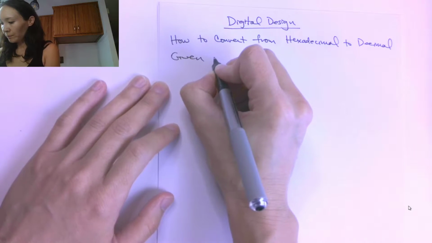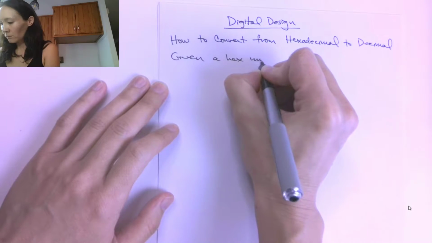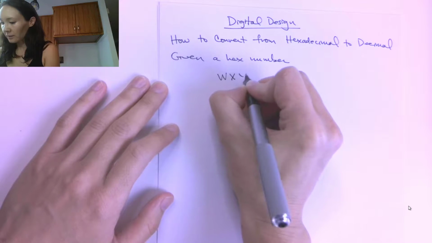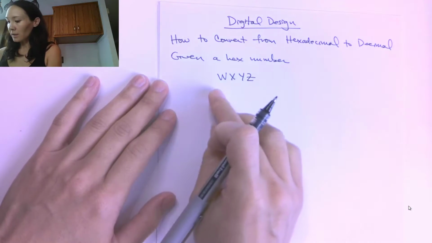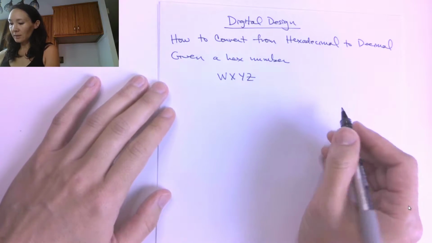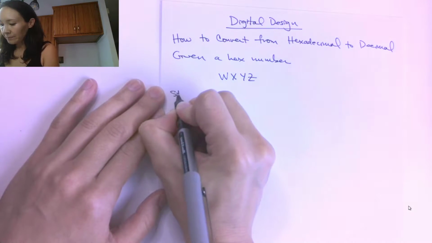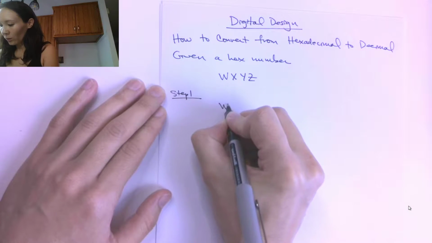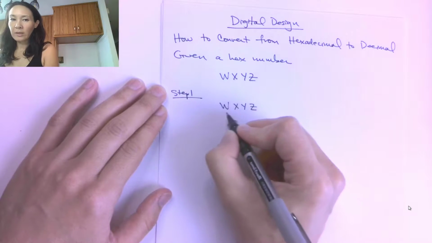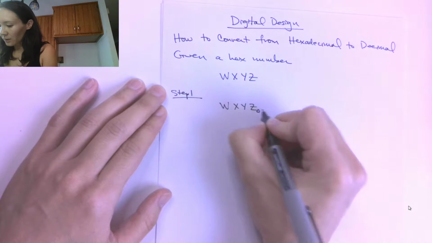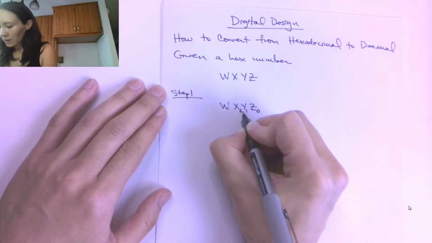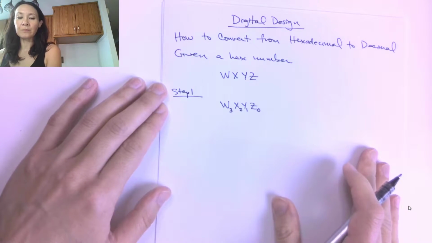So given a number, let's just say the digits are W, X, Y, Z. This is a 4-digit number for my example, but you can do this with any length of digits. So for the first step, we're going to write out the digits of our hex number with placeholder subscripts. We're going to start at 0 at the least significant bit position, and we're going to increase as we move to the left. Okay, great.